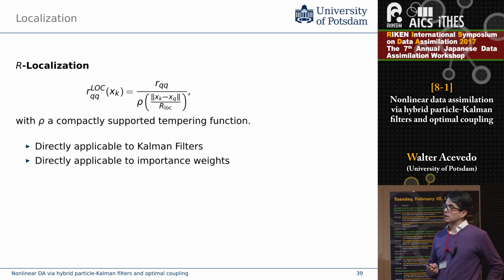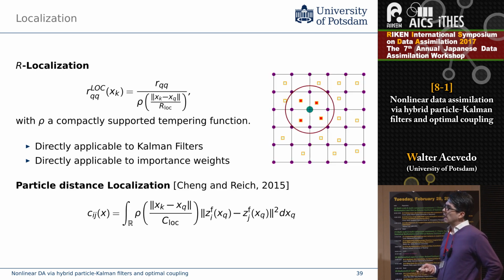But there's an additional component that is the observation distance, and that one we localize by doing this. So instead of taking into account the global distance, we are going to take into account a local distance that we can find by doing this integral, putting here this rho as a kernel.